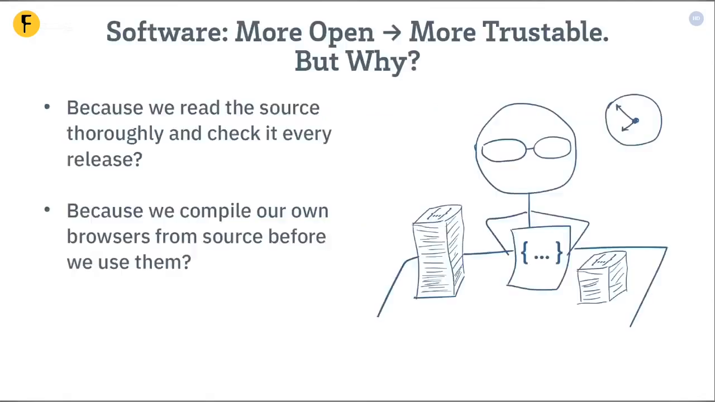If we think about the trust problem in software, we have a bit of a bias to perhaps think that more open things are more trustable. But why is that? Is it because in open source we can actually read the source thoroughly and check it every single time there's a release of Chrome or Firefox, we check all those lines, or that we actually compile our browsers from source before we use them? Actually, there's not enough time in the day to do that.